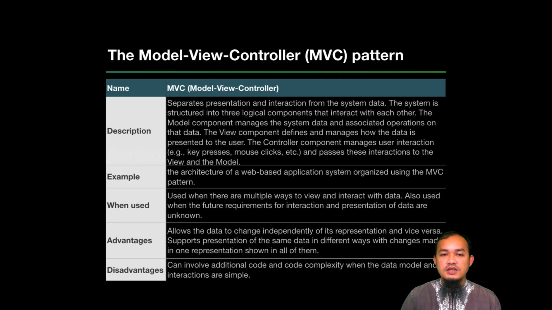The advantage of using MVC is that it allows the data to change independently of its representation, and vice versa. It supports representation of the same data in different ways, with changes made in one representation shown in all of them. This is the advantage of this pattern: you request the same thing, and it may be represented to you in different ways. So we call it independent representation.